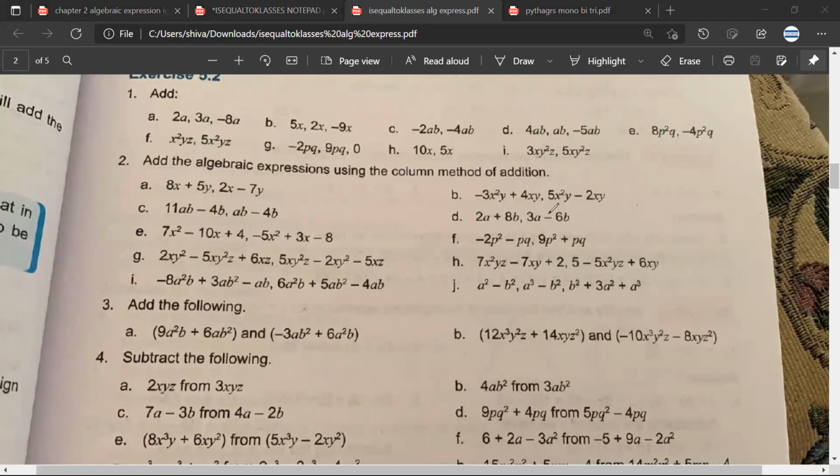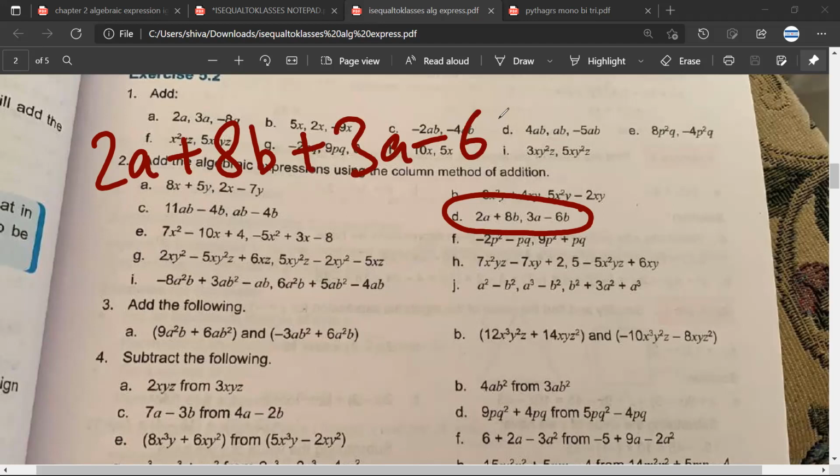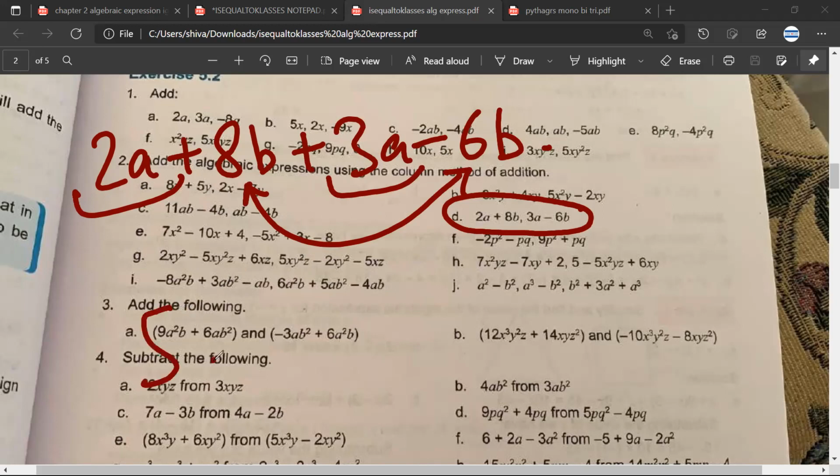Let us take another example. Maybe that will help. So, for example, this 2a plus 8b plus 3a minus 6b. Now, 2a and 3a, they can be added. And 8b and 6b, that is another like term. So, 2a plus 3a would be 5a and 8b minus 6b would be 2b. This would be the final answer.